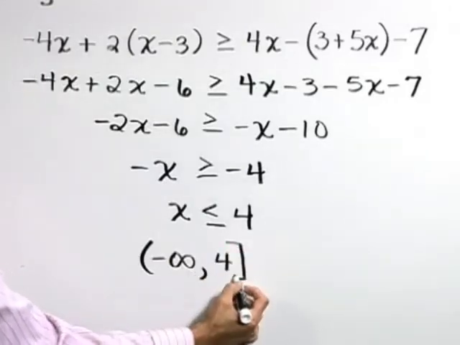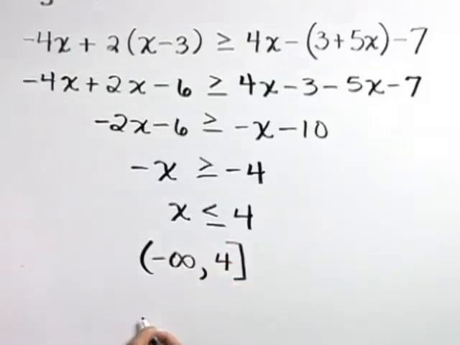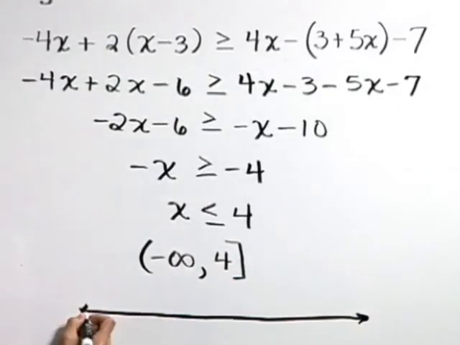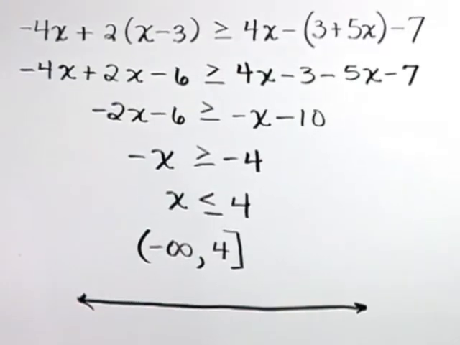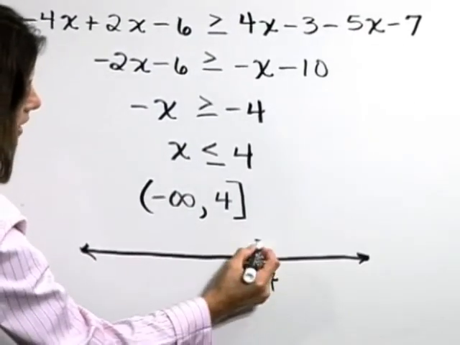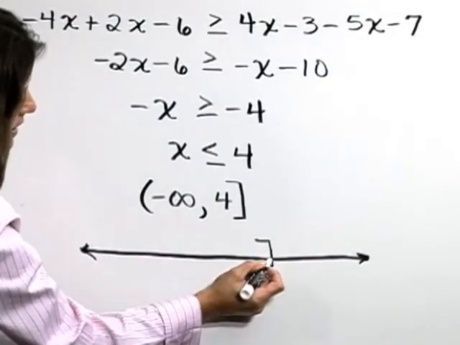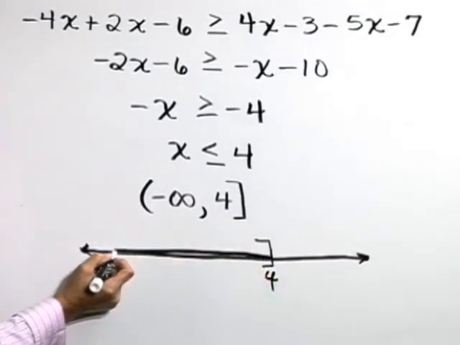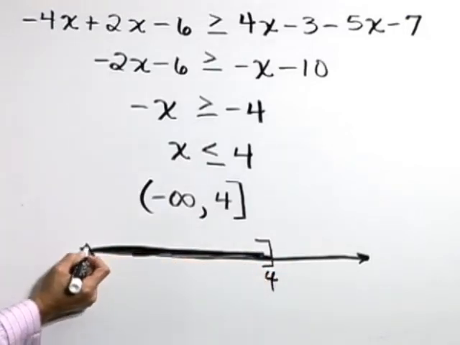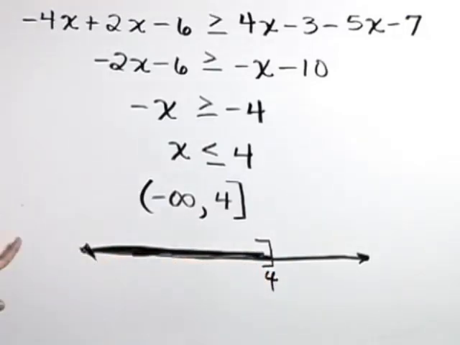The bracket indicates inclusion of the number 4. And lastly, let's graph this solution on the number line. Just locate 4 somewhere on the number line. Let's put a bracket around it and let's highlight these numbers to the left, indicating that that is our solution interval along with the bold bracket. The solution is all those numbers that are less than or equal to 4.